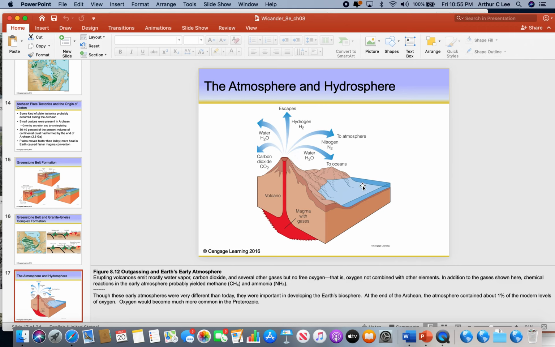Recall that during the Hadean, we didn't have oceans. It was too hot and the water evaporated. But by Archean time, the Earth had cooled down enough so we had honest-to-goodness oceans and continents. The only gas in our atmosphere that does not come from volcanic outgassing is oxygen. Oxygen comes from photosynthesis.